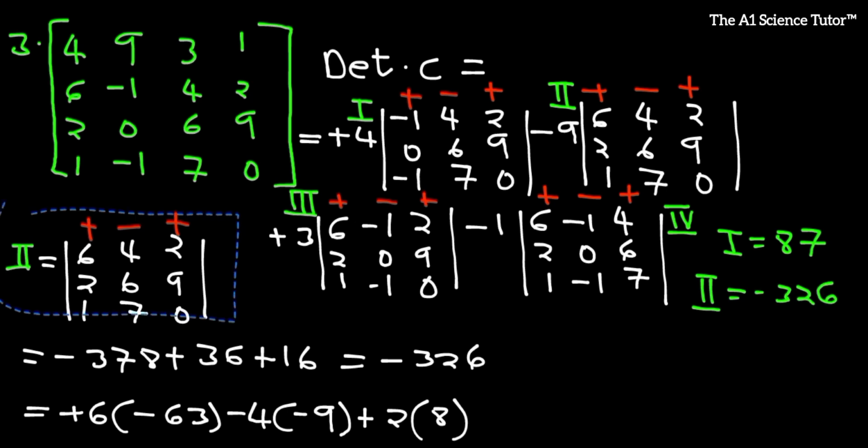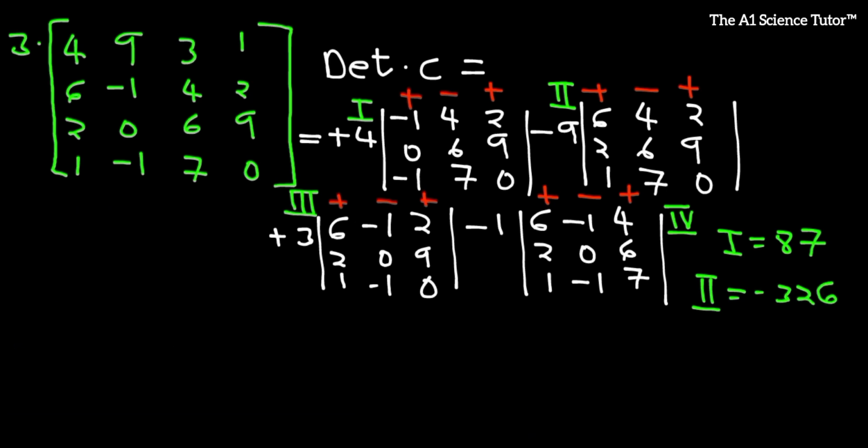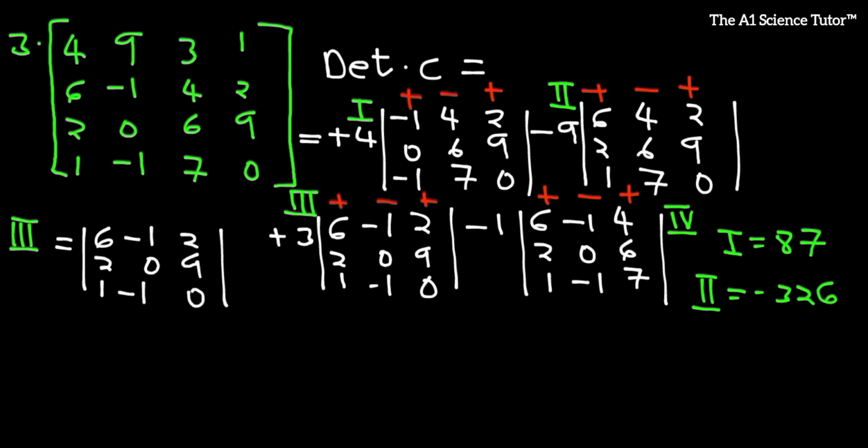Now let us go on to the third. So this is the third. So that is 6, 2, 1. Negative 1 is 0. Another negative 1, and a 2, 9, and a 0. So this is going to be a plus. This is a negative, and this is a plus.